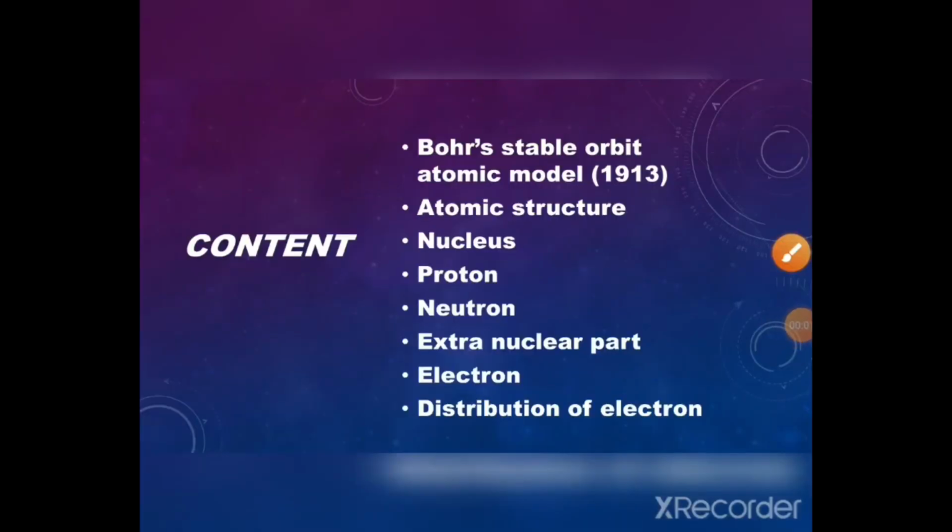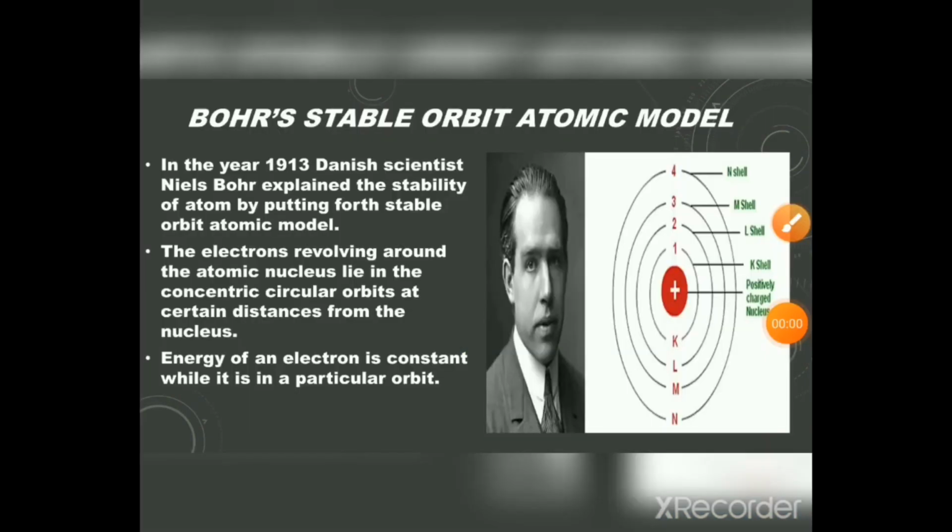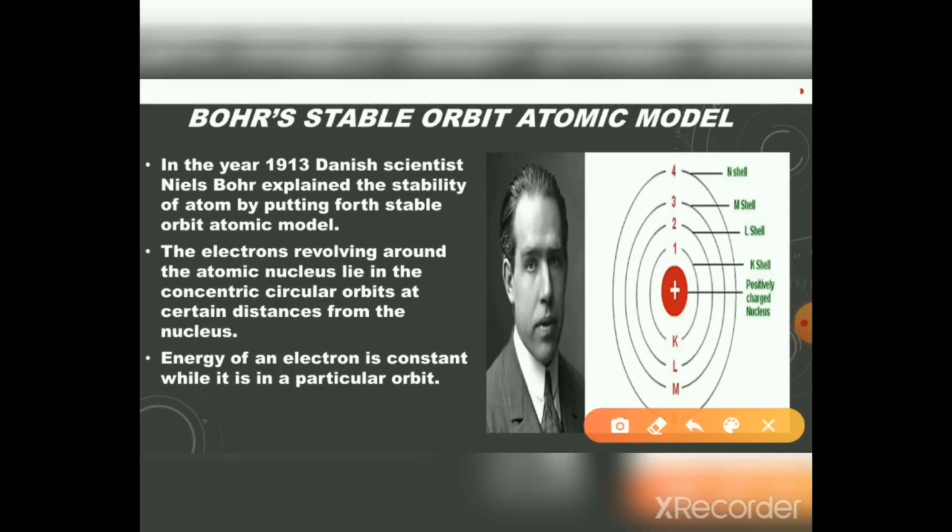Bohr stable orbit atomic model, 1913. Atomic structure: nucleus, proton, neutron, extranuclear part, electron, distribution of electron. Bohr stable orbit atomic model, with the figure we'll see. Here is the scientist Bohr. Then you can see here his proposed model. So you can see the positively charged nucleus, then K shell, L shell, M shell, N shell.